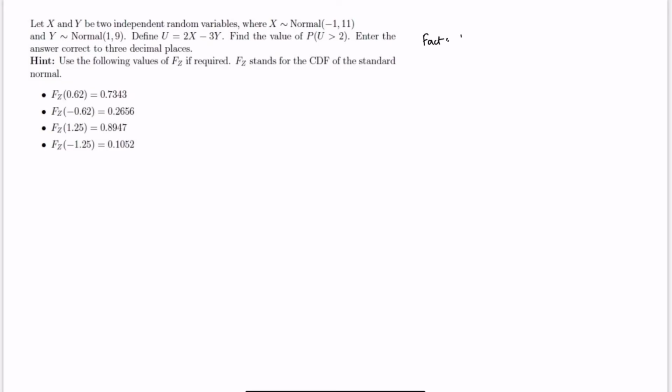Alright, so for this we'll use the fact that if x follows Normal(mu, sigma squared), then if you make a transformation a + bx, that will follow Normal(a + b mu, b squared sigma squared). Okay, now this can be proved very simply.